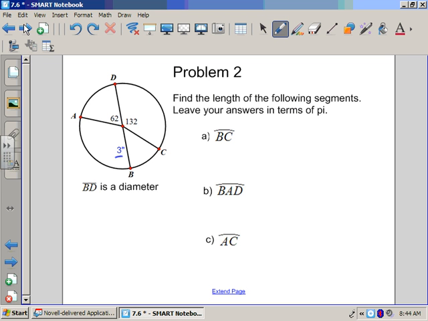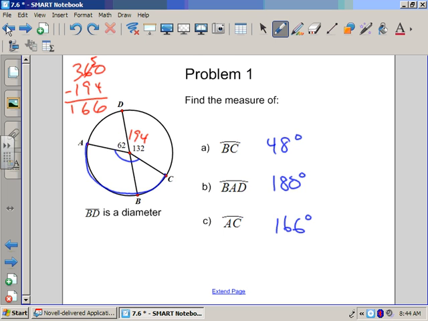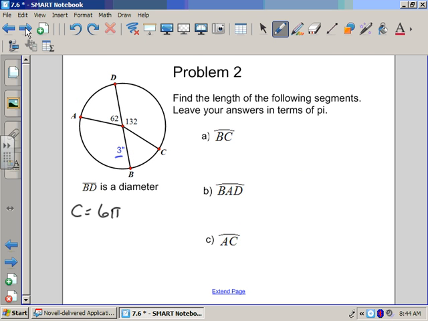Okay, the circumference of the circle is 2 pi r, so the circumference of this particular circle is going to be 2 pi times 3, which is 6 pi, and each of these arcs is going to be a proportion of that 6 pi. Well, BC, if we remember from the back, is 48 degrees, so my answer is going to be 48 out of the total 360 times the circumference of the circle, which is 6 pi.